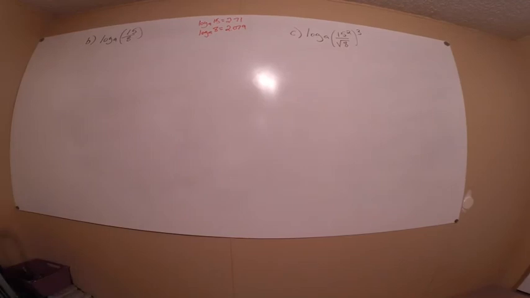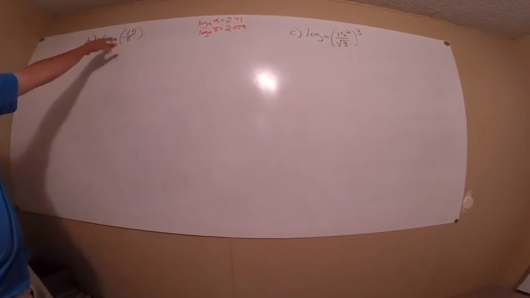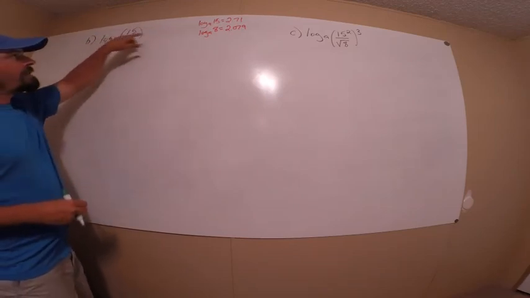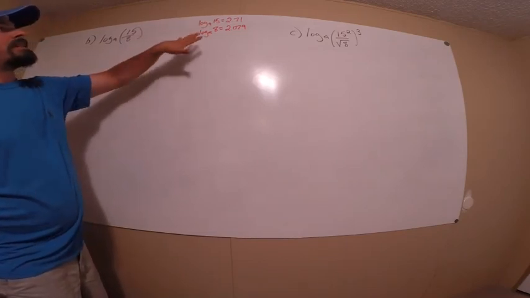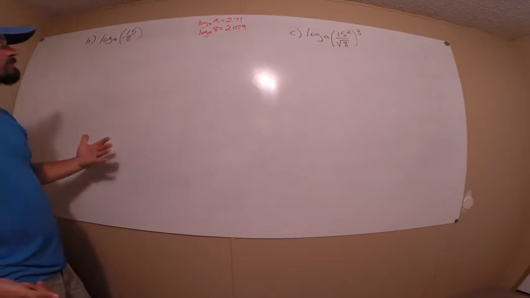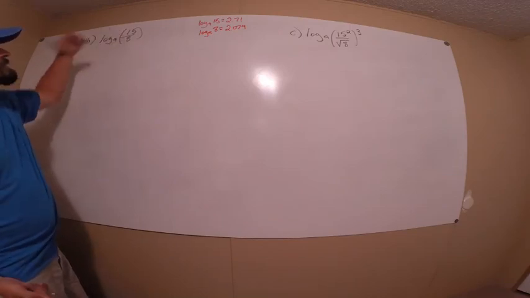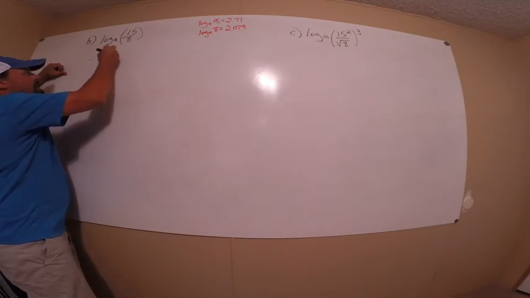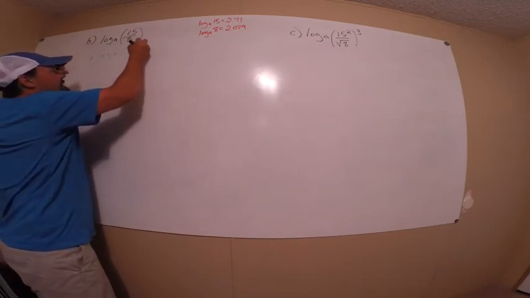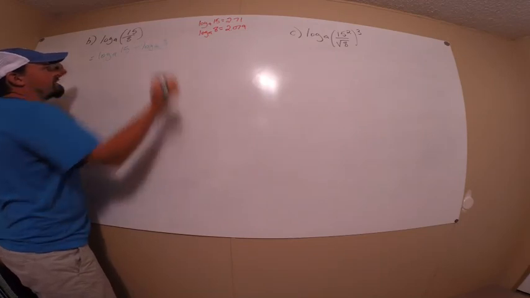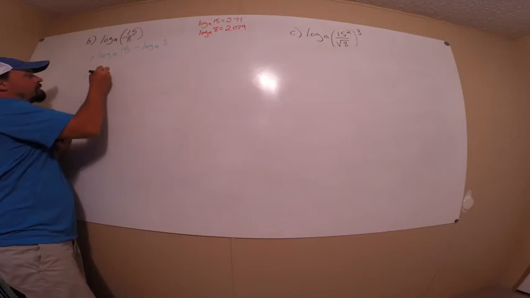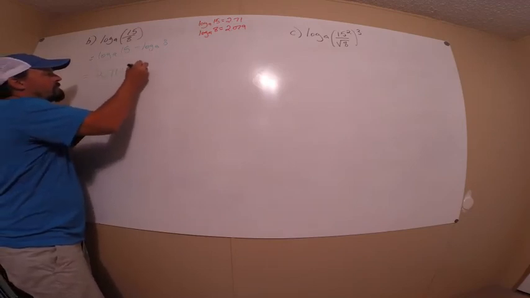Alright, so I can't use my calculator to bail me out here because I've got this A here. So you really have to know the process of how to do these. Pay attention. I need to get log base A of 15 and log base A of 8 somewhere by themselves. I've got a division here, so I can split this up: that's the same thing as log base A of 15 minus log base A of 8. So essentially what I have is 2.71 minus 2.079.